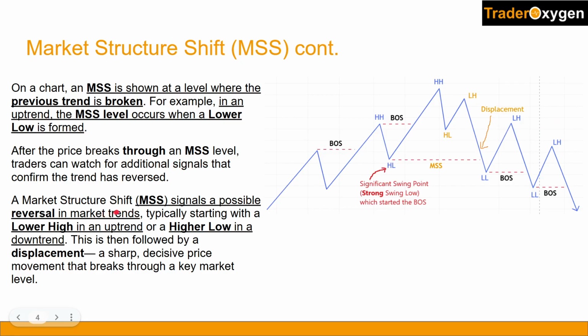Okay, so market structure signals a possible reversal in the market. Yes, we discussed that. Typically it starts with a lower high in an uptrend. So see, this is the trend pause, the lower high. This you don't see in a change of character. It starts with a lower high, followed by a displacement, then making a lower low, because usually it was making higher lows, but now it's making a lower low.